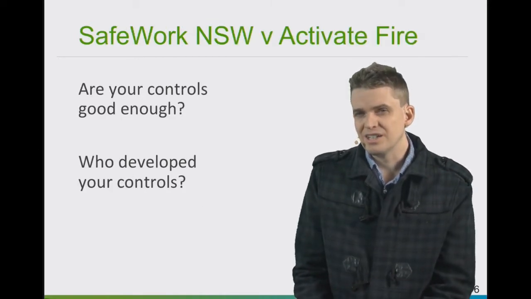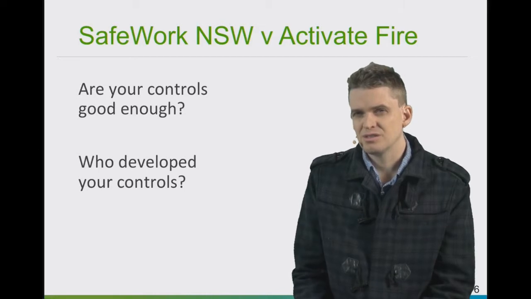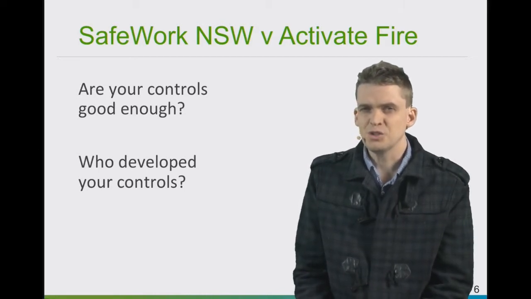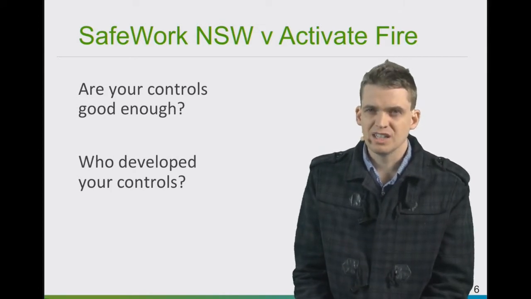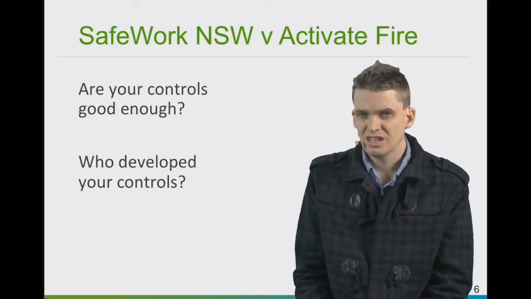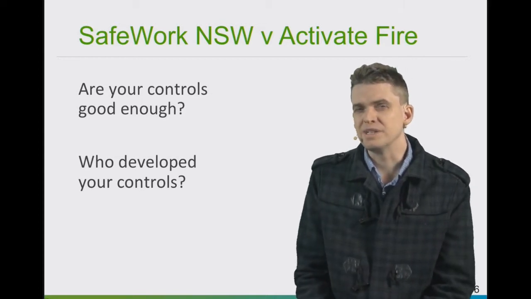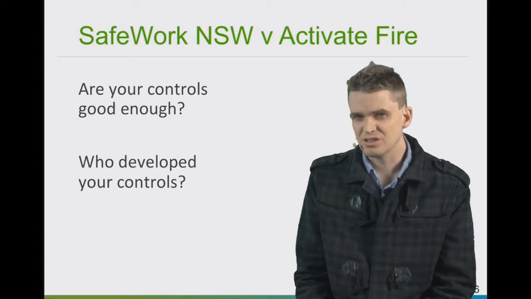The courts have been very clear in interpreting how we apply controls. We need to follow what they say. Number one, we have to assume that workers are going to make mistakes and do things inadvertently or stupidly. In Safe Work New South Wales and Activate Fire, a behavioural control had been implemented to control a risk of electric shock. The judge said, not good enough.